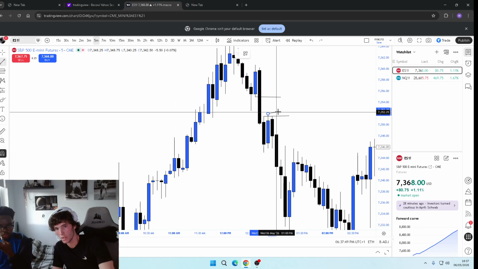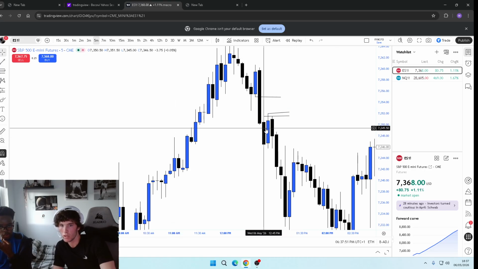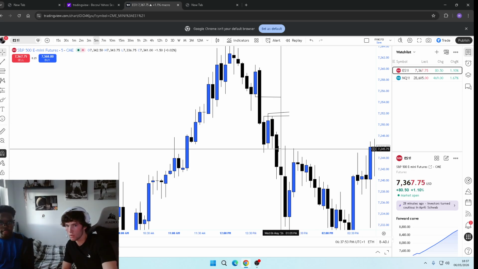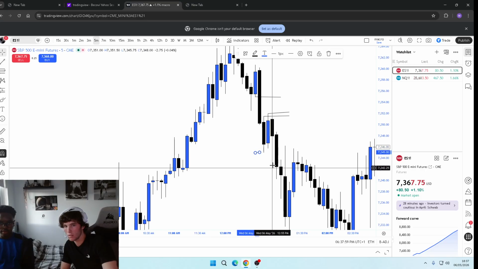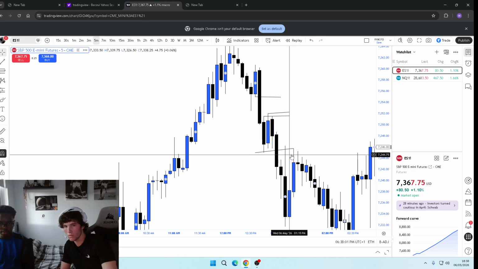Look, it came into it. It tapped in, and then it went further down. It closed below. When a candle closes below like that, you see, it closed.